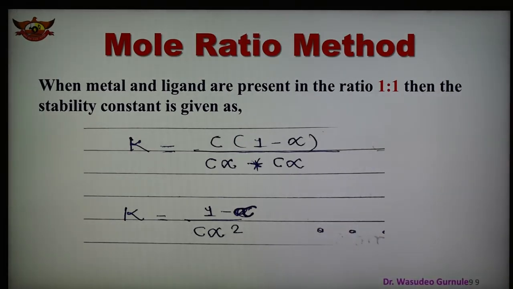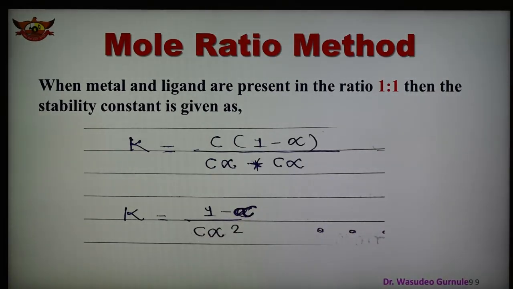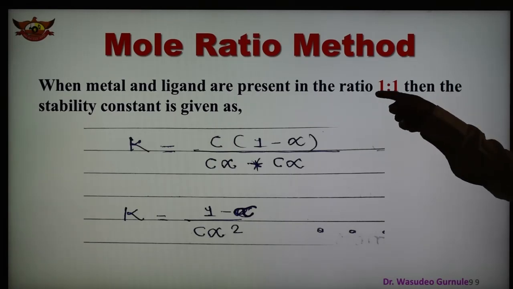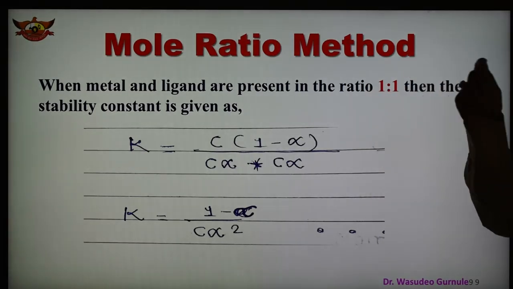This equation number 2 can be used to calculate the stability constant K for the metal-ligand ratio 1:1. If the ratio is 1:1, then it is possible to calculate the value of the stability constant K by using equation number 2: K equals 1 minus alpha upon C alpha square. So if we know alpha and the concentration C, then it is very easy to calculate the stability constant for the 1:1 composition of the complex. This equation is used to calculate the stability constant for the 1:1 composition of the complex.